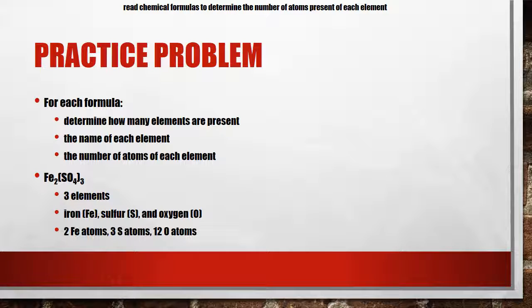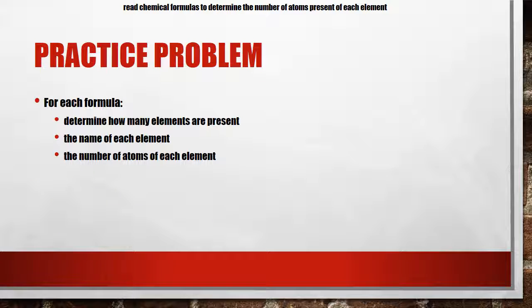And then for oxygen, I have 12 of them. I have 12 because I have 3 SO4s, each of them having 4 oxygens. So 4 plus 4 plus 4, or 4 times 3, is 12. All right, another example. Again, pause the video after you've seen the formula here.